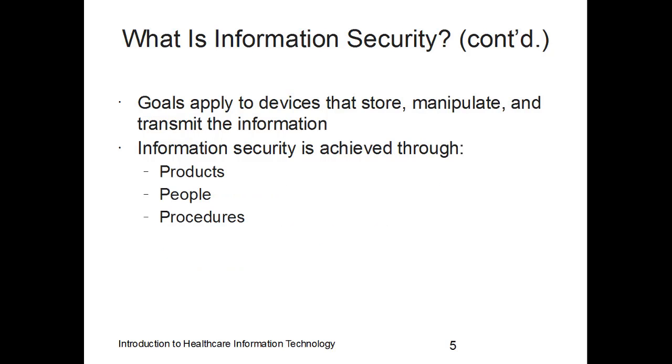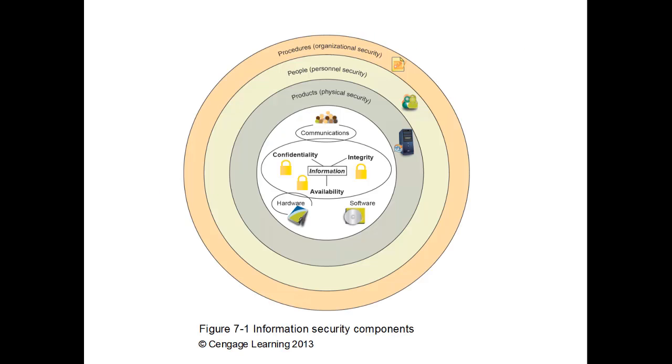Now, these goals apply to devices that store and manipulate and transmit the information about the patient. And information security is achieved through various products, people, and procedures. In this image, we have the information security components. So here in the middle, we have integrity, confidentiality, availability of the information, various hardware and software, and communications in general. And the first layer of security is the physical security, the actual products, the desktops, the servers. Then the next layer of security beyond that would be the people involved, the personnel security. And the layer beyond that would be procedures, the organizational security.